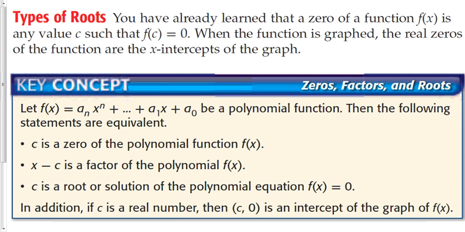So here's the key concept that relates to zeros, factors, and roots. If we have a polynomial function, then the following statements are equivalent. They mean the same thing. c is a zero of the polynomial function f of x. Then that means that x minus c is a factor of the polynomial, and c is a root or solution of the polynomial equation f of x equals 0. In addition, c comma 0 is the x-intercept of the graph.